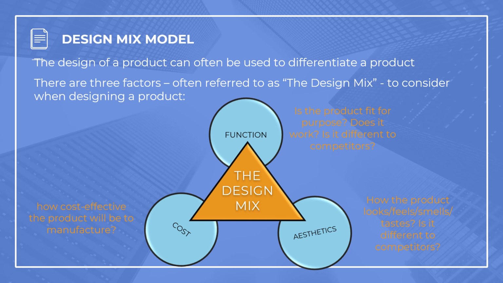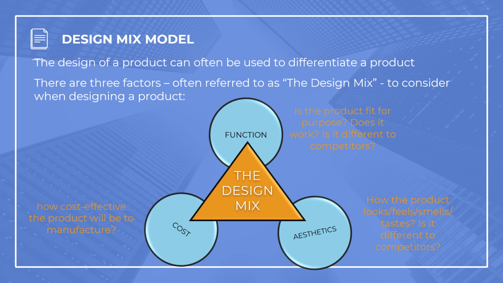So you start with function. Is the product fit for purpose? Does it work? How can our product be different in terms of function compared to others? Aesthetics is how does it look? So when we think about that, we're talking about how does it look, feel, smell, and taste, and how can we approach that to make it different to our competitors?